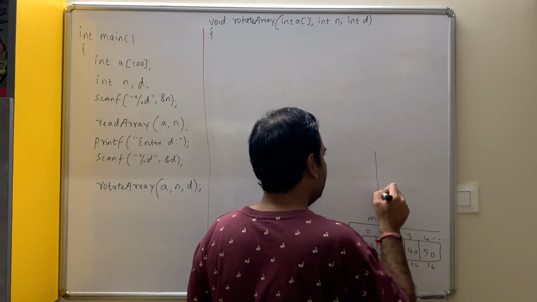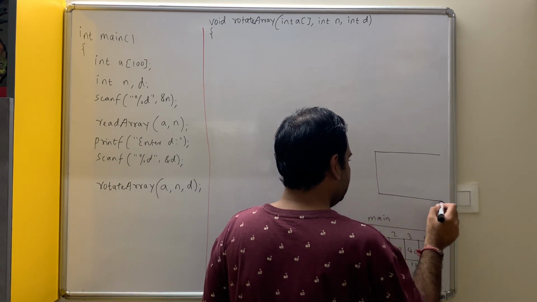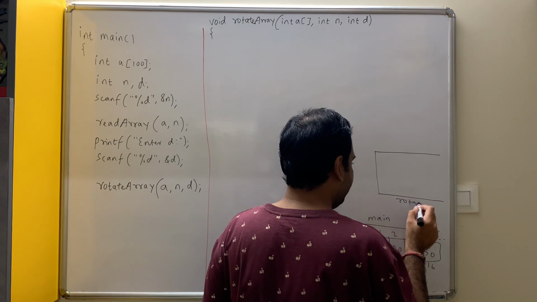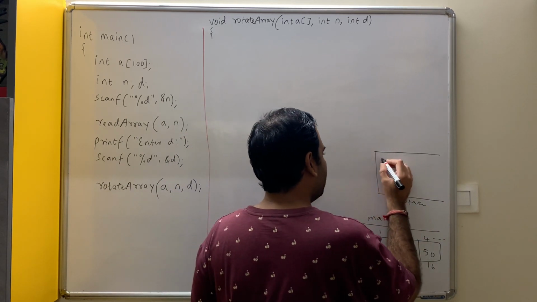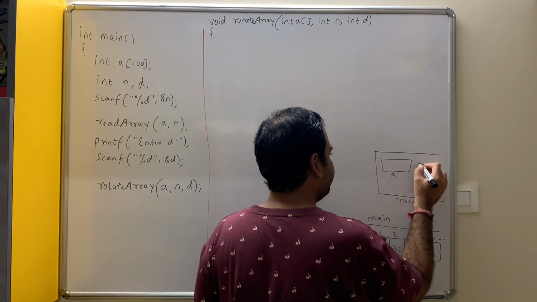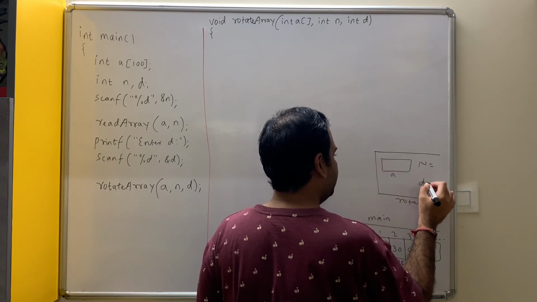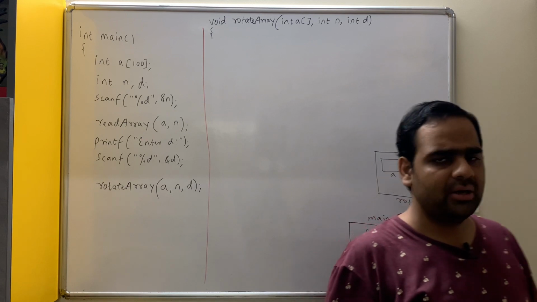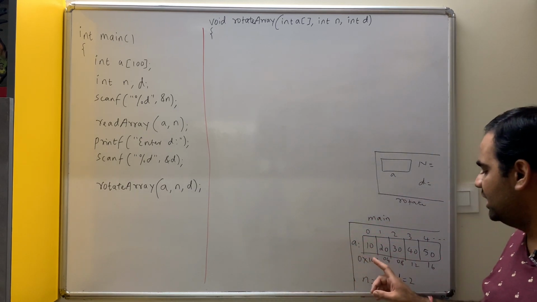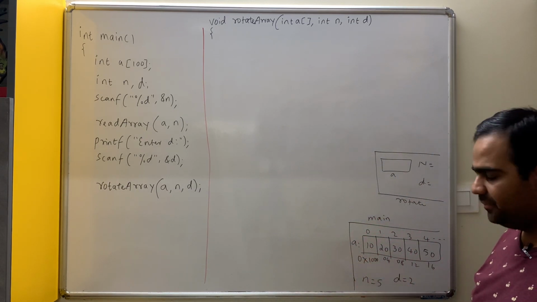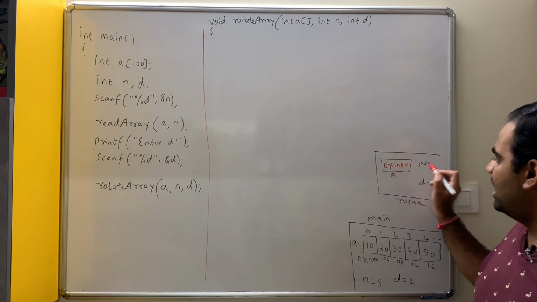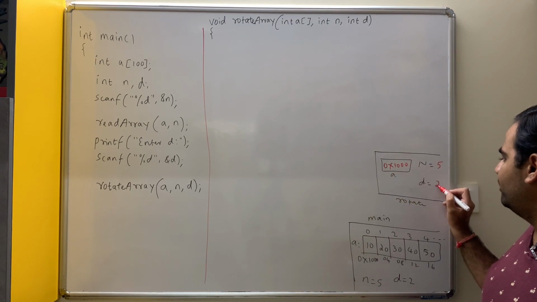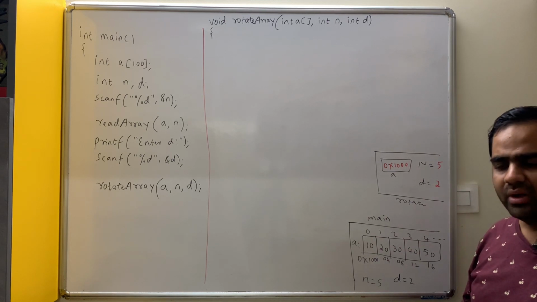Now what happens? Whenever you call the function, the scope of the function gets activated. Now this is the rotate array function. There are 3 parameters. What are the 3 parameters? A, n and d. Whenever arrays are passed to functions, the base address gets passed, not the complete array. And what is the base address here? It is 1000. The value of n is 5 and the value of d is 2. That is what we have assumed.